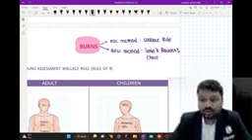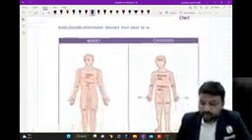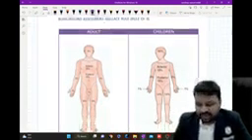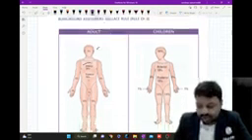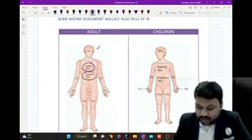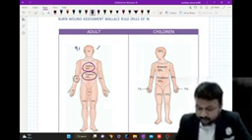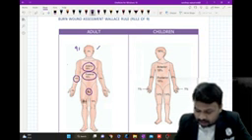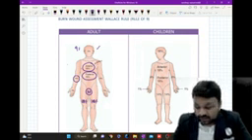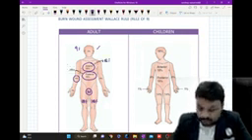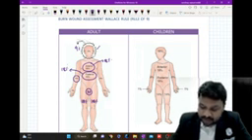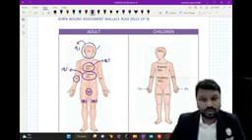Clear? Now, when you talk about the Wallace rule, the rule of 9, everybody knows it. The head and neck in the adult is going to be 9%. The anterior trunk is 18%. The posterior trunk is going to be 18%, right? The upper limb is going to be 9%. The perineum is going to be 1%. The lower limbs on either side are going to be 18%. In total, it will be 100%.